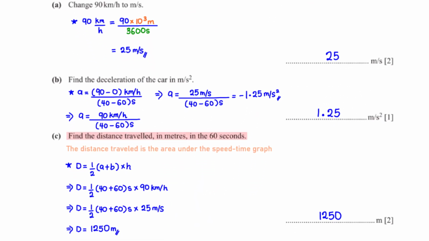Find the distance traveled in meters in the 60 seconds. The distance traveled is the area under the speed time graph, which is in the shape of a trapezium. Here is the formula for the area of a trapezium.